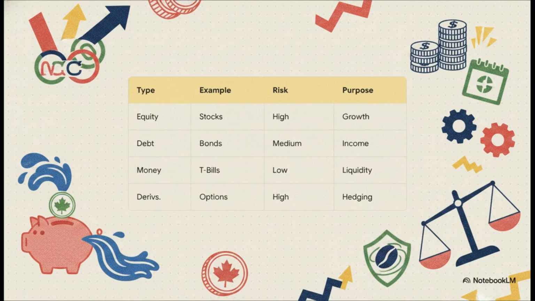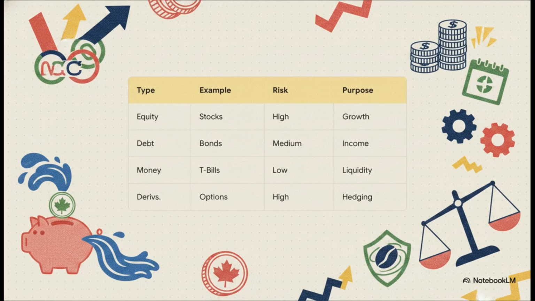You'll notice our small business owner basically has 4 main categories to choose from. They could issue equity, like stocks, which carry high risk but offer great growth potential. They might issue debt, like bonds, which offer a medium risk for reliable income. They might park their extra cash in the money market using low-risk treasury bills for maximum liquidity, or they might dive into high-risk derivatives like options and futures.